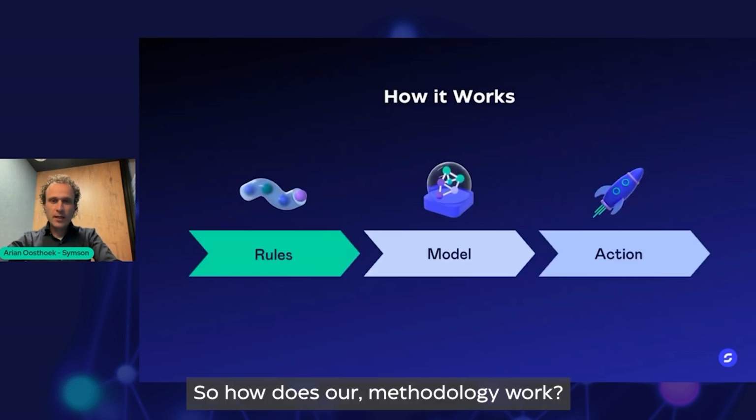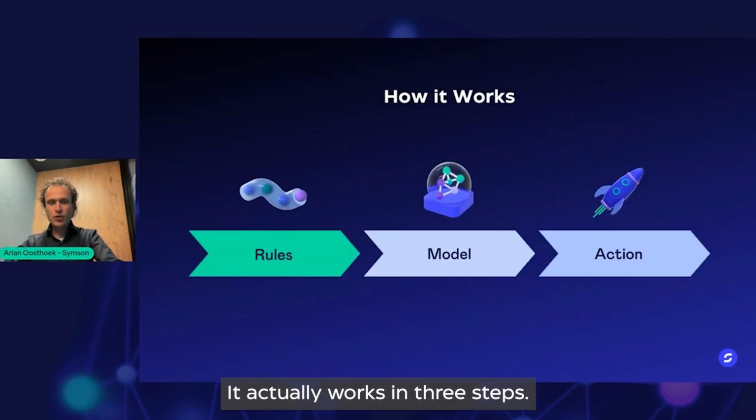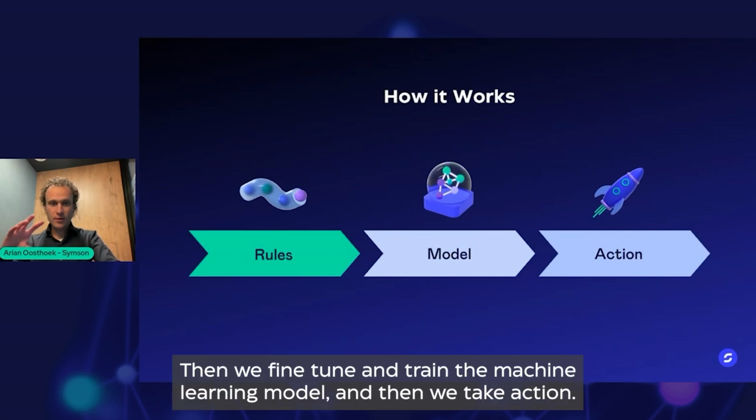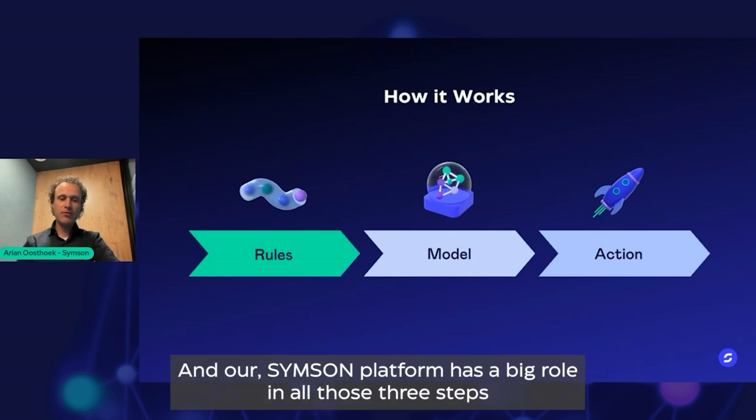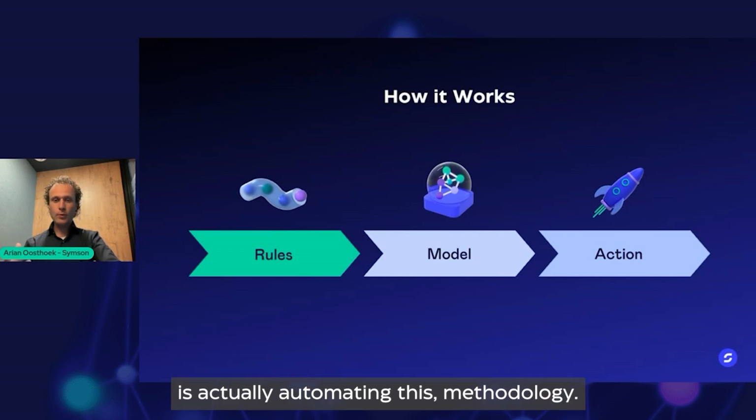So how does our methodology work? It actually works in 3 steps. First, we define the rules, then we fine-tune and train the machine learning model, and then we take action. And our Symson platform has a big role in all those 3 steps. It's actually automating this methodology.